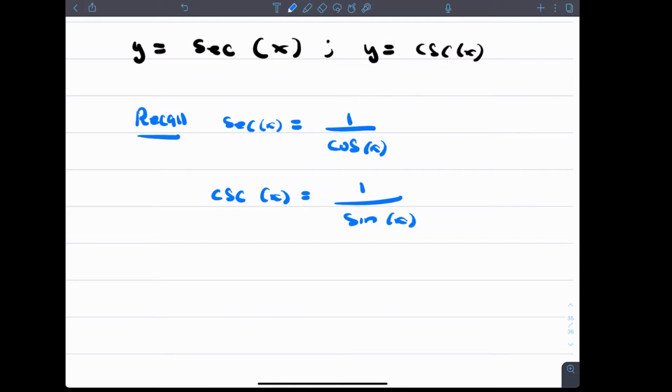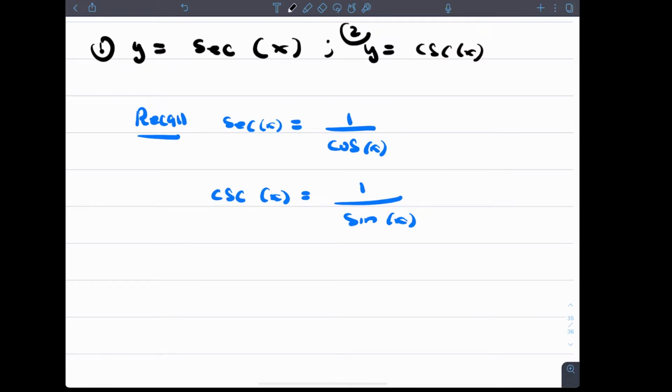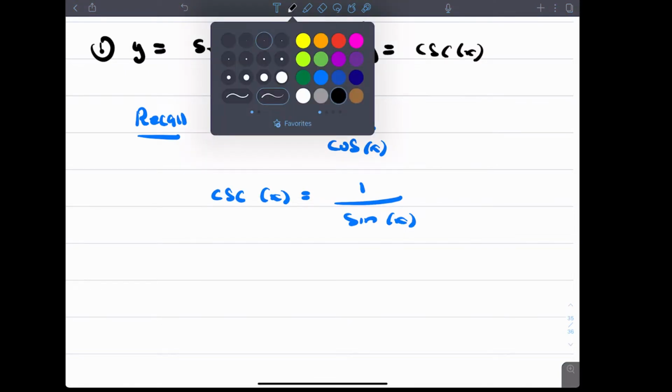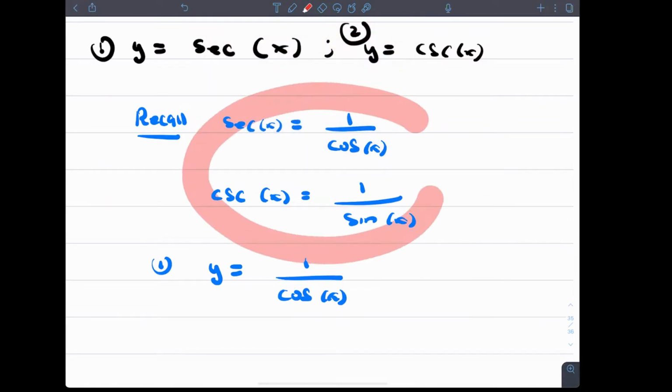Okay? So if you look at this first one, you look at the second one, it's almost like they're saying graph 1 over what? Cosine, because that's what secant is. Remember these reciprocal identities? These are the reciprocal identities here. Okay, so look at this. Here's secant and 1 over cosine. That's a reciprocal. And for cosecant, it's 1 over sine. Okay, you guys okay with that one?